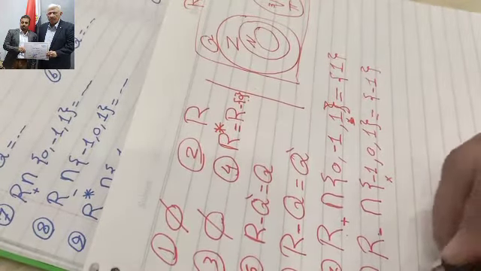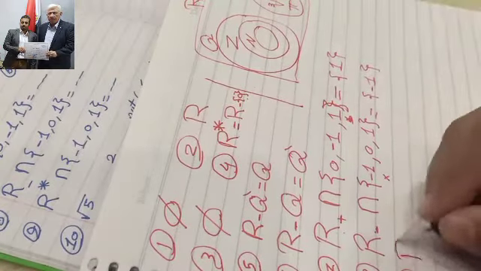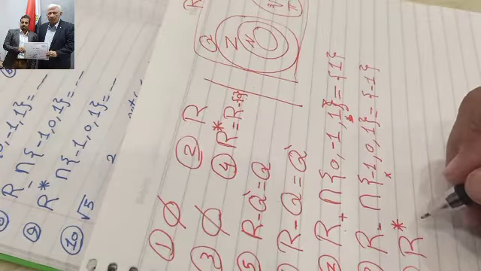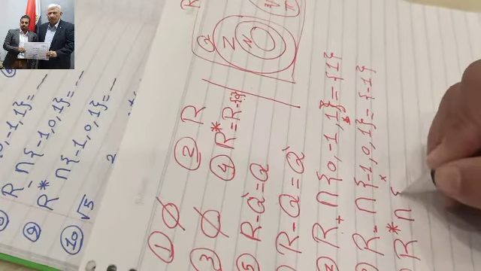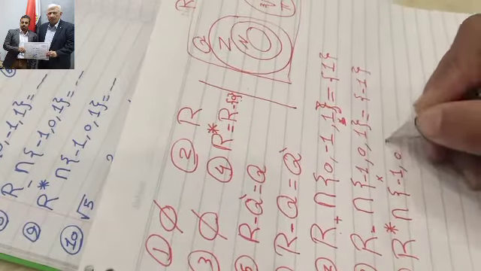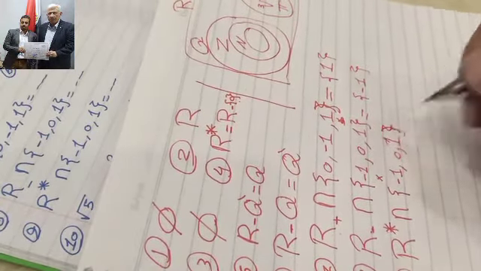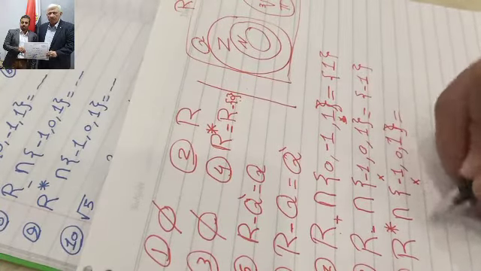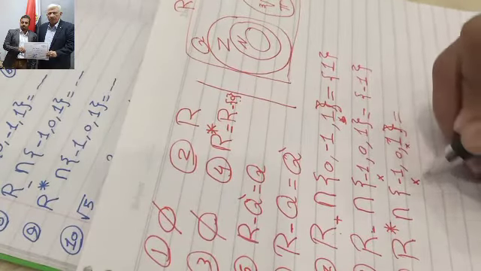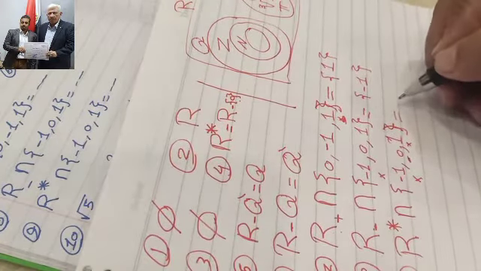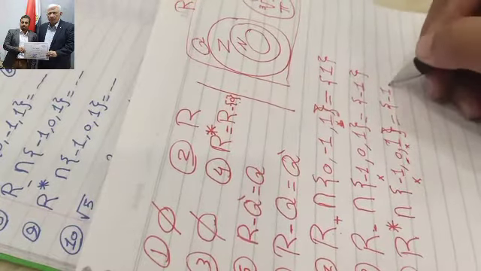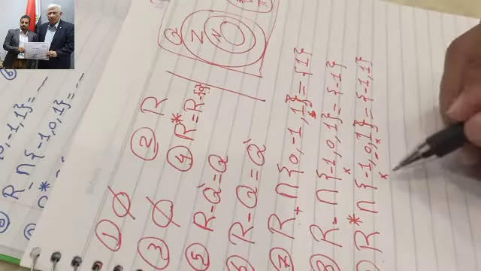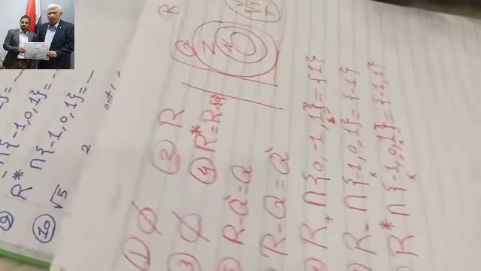Number 9, R star. What is the meaning of R star? All the real numbers without 0, intersect with negative 1, 0, and 1. What is the result? 0 does not belong to R star, but negative 1 and 1 are in R star and in this set at the same time.